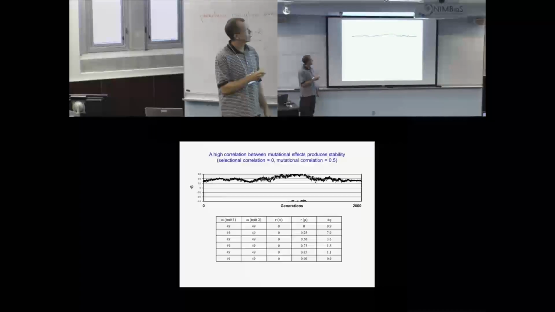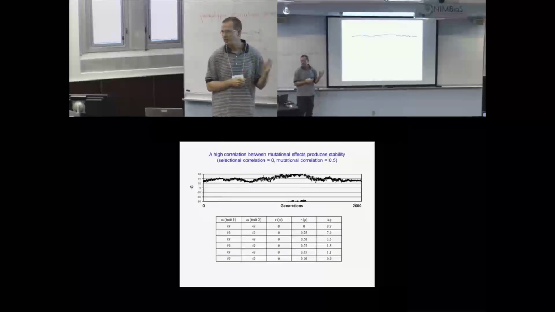And so here's an example. In fact, under these parameter values, the mutational correlation is actually much more effective at stabilizing G than selection was.